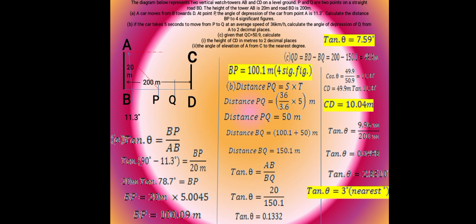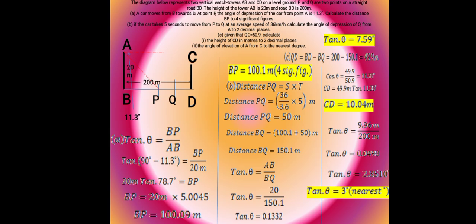So we have to calculate the distance of the road BP. Making BP the subject of the formula, it will be 20 meters multiplied by tan 78.7. We get BP as 100.09 meters. Now writing that to four significant figures, it will be 100.1 meters.